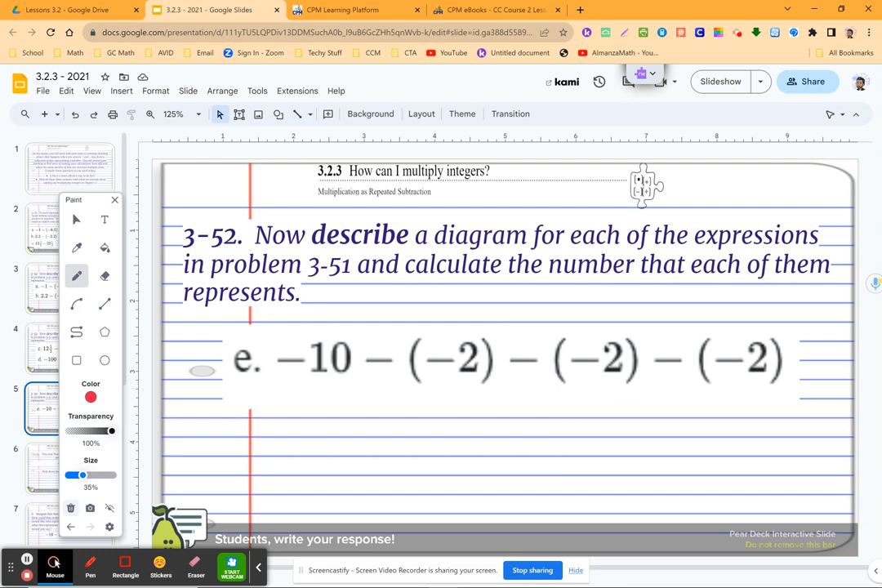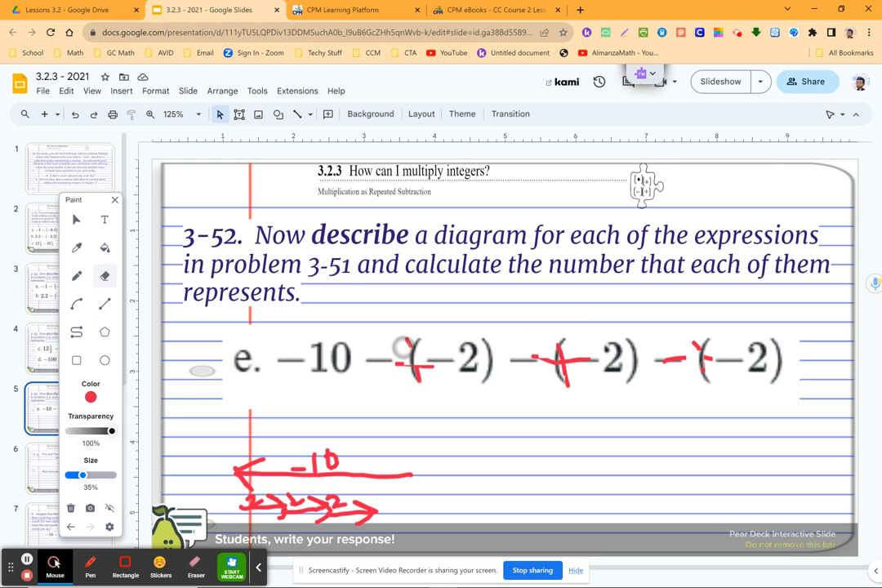So now describe a diagram for each of the expressions. For this one, you have negative 10, which means we would go 10 this way. And then we are subtracting negative 2, which we know would be this. So we go 2 that way. And then we go 2 that way again. And then we go 2 that way again. Right? We're subtracting negatives, which means we're pretty much adding positives.